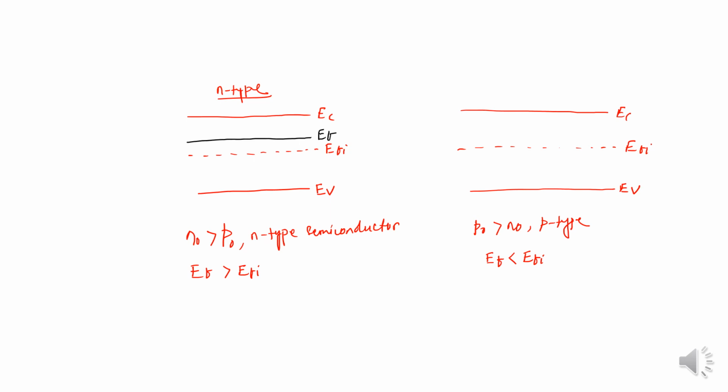And here you added trivalent impurity. So when trivalent impurity is doped in the intrinsic semiconductor, the Fermi energy level will be shifted downward. So this will be the position of the Fermi energy level, and the concentration of holes will be more than the concentration of electrons. The Fermi energy level will be below the intrinsic Fermi energy level. So this is P-type semiconductor.